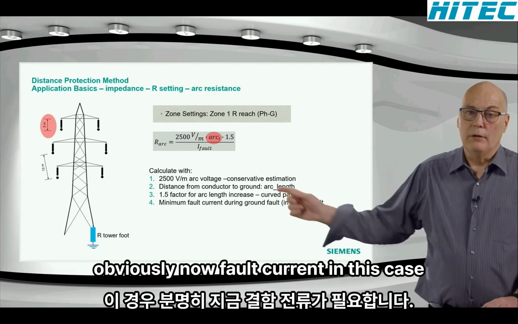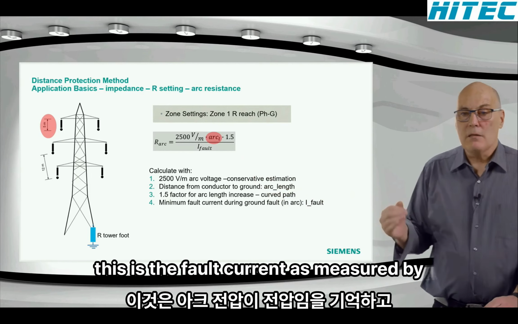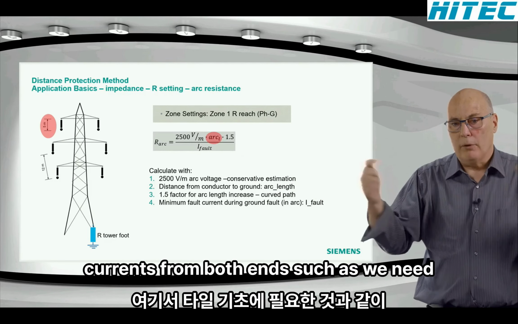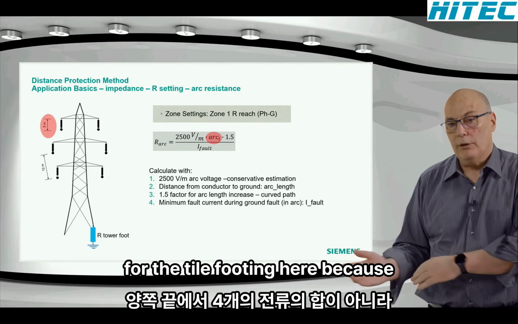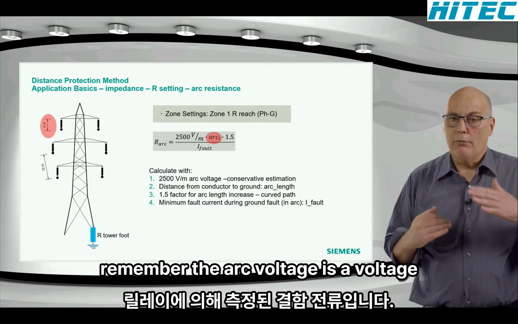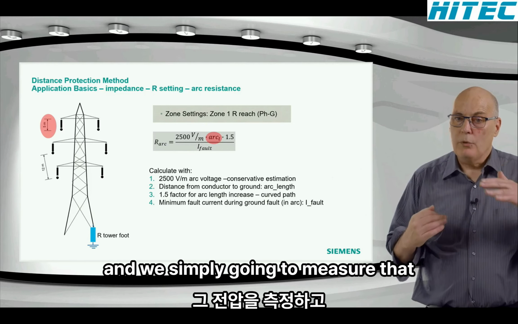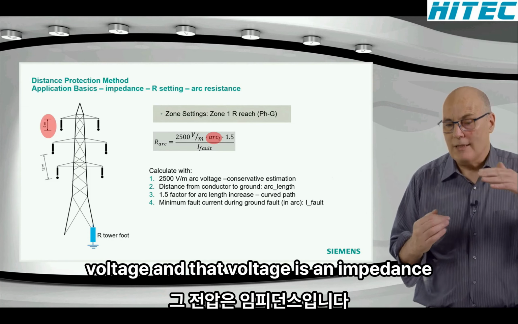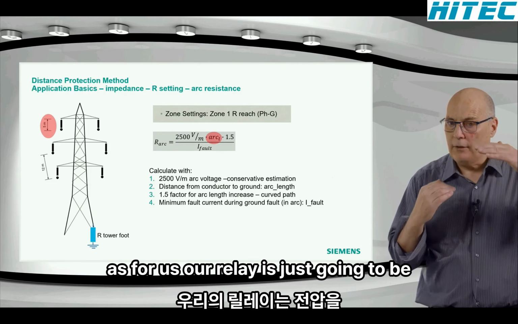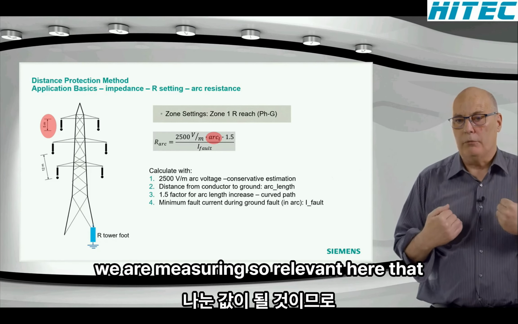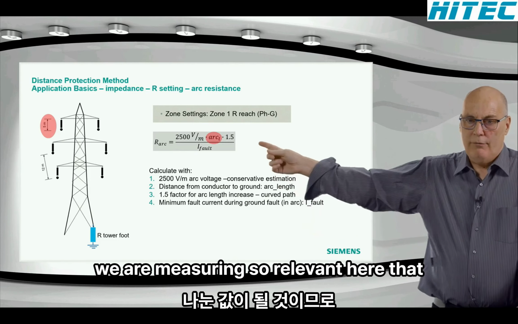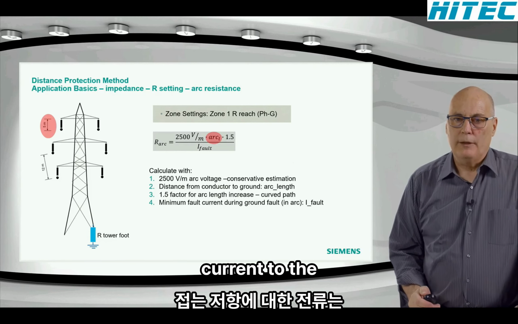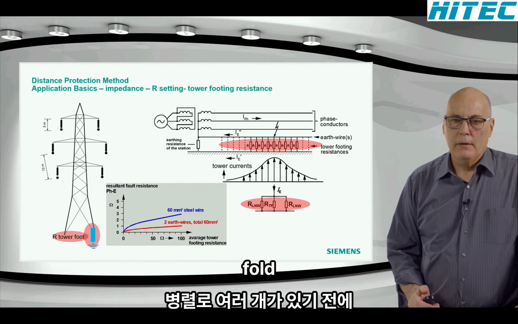And then you obviously need to know the fault current. In this case, this is the fault current as measured by the relay, not the sum of the fault current from both ends as we need for the tower footing. Because remember the arc voltage is a voltage, and we are simply going to measure that voltage, and the impedance, as our relay sees it, is just that voltage divided by the current that we are measuring. So relevant here, that fault current is the local in-feed fault current to the fault.